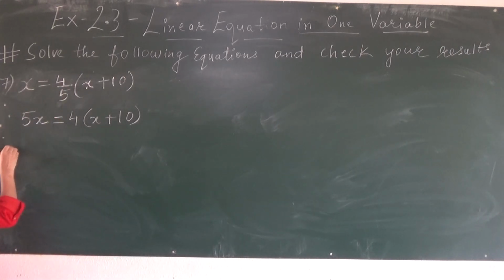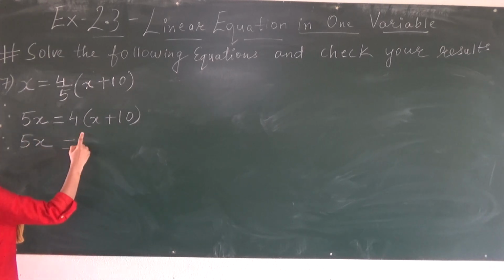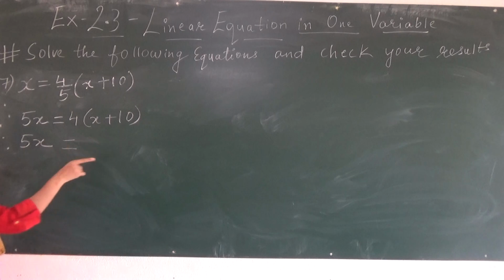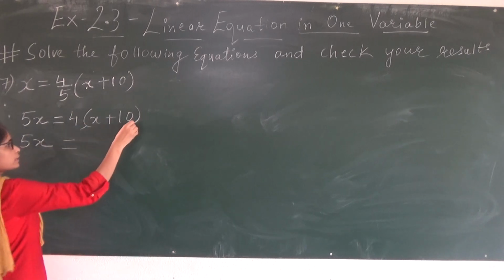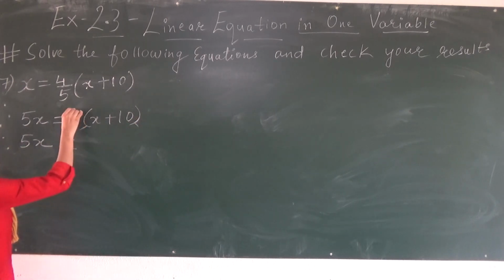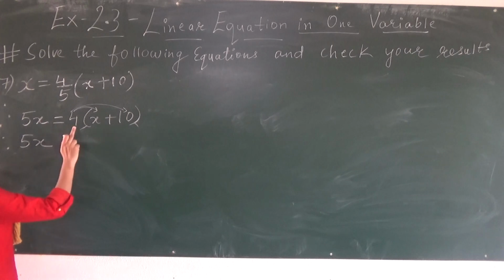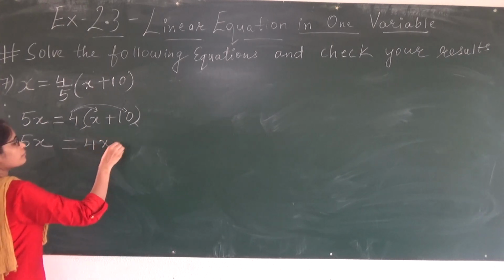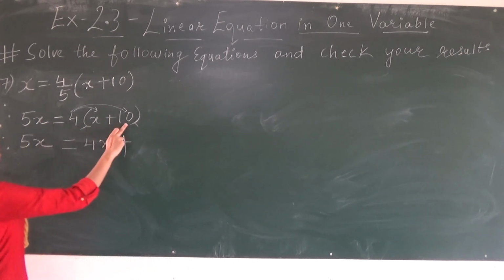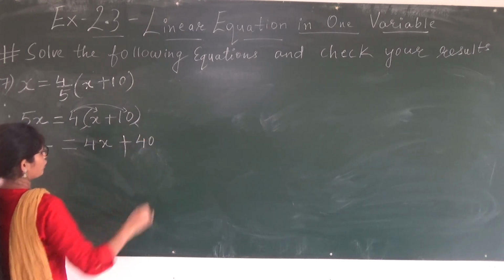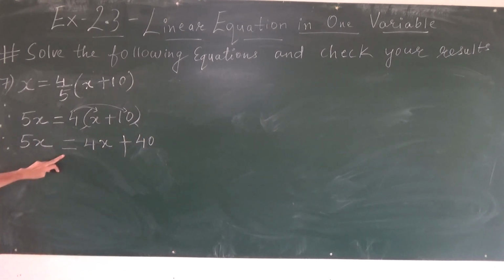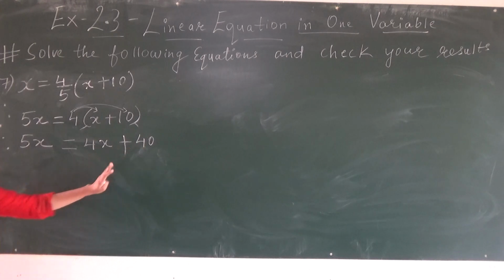Now this part will be same, 5x. Here 4 will be multiplied inside the bracket. We need to open this bracket. So 4 will be multiplied with x and 4 will be multiplied with 10, with both. So 4 into x will be 4x plus 4 into 10 will be 40. Okay, so 5x equal to 4x plus 40.